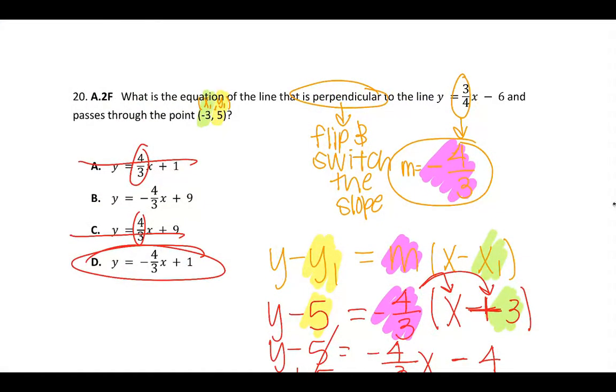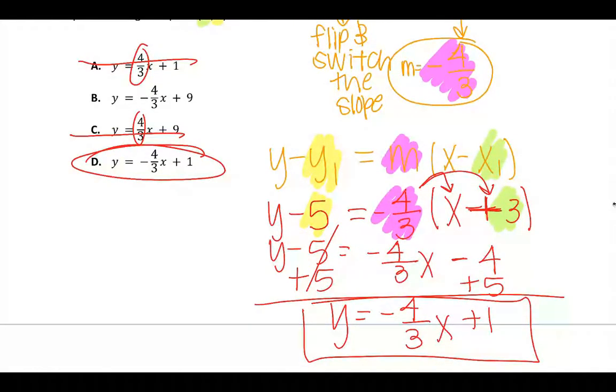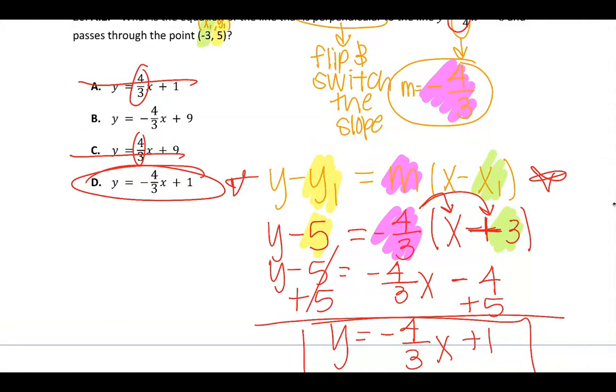If it said parallel, it would be the same slope. So instead of flipping and switching, you would just plug in this exact slope. Perpendicular, flip and switch. Parallel, you don't flip and switch. And you're always going to use this formula, point slope, because it gives you the point and the slope.